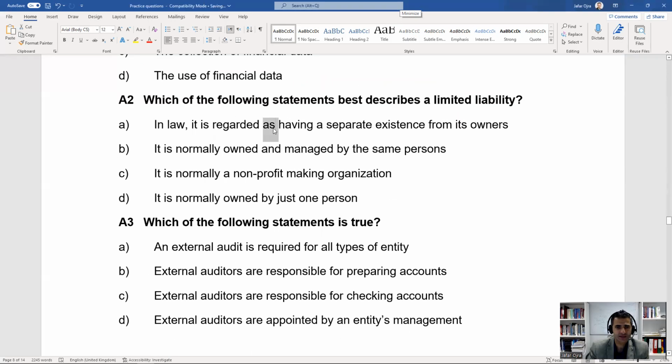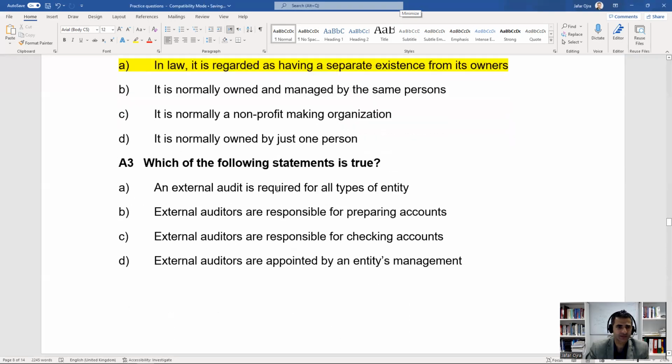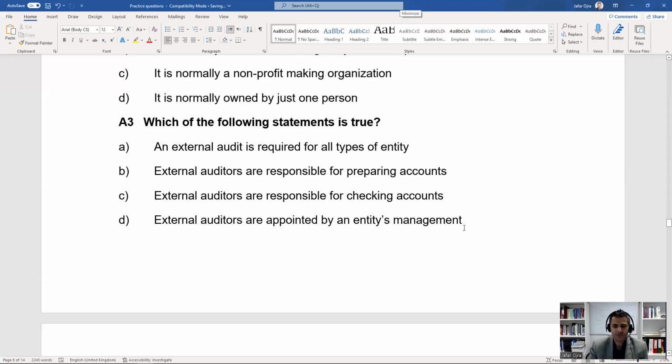This is A3. Which of the following statements is true? An external audit is required for all types of entity. So first of all, you need to know what audit means.